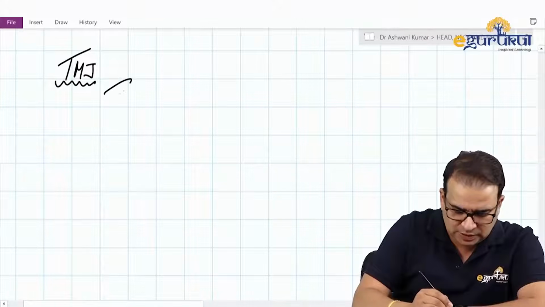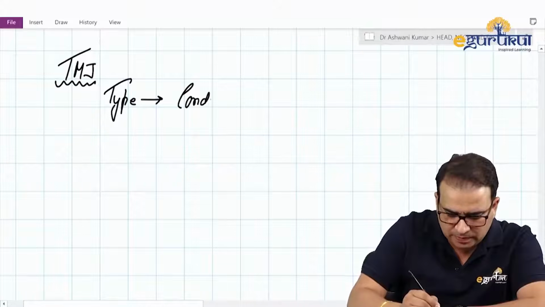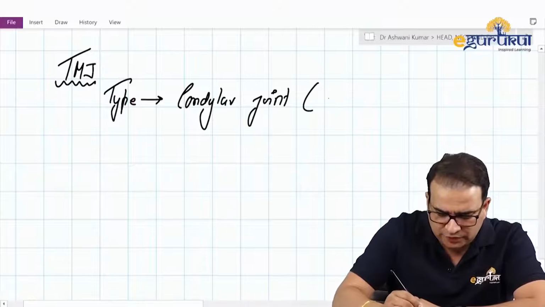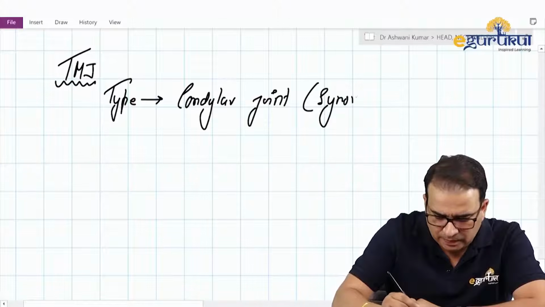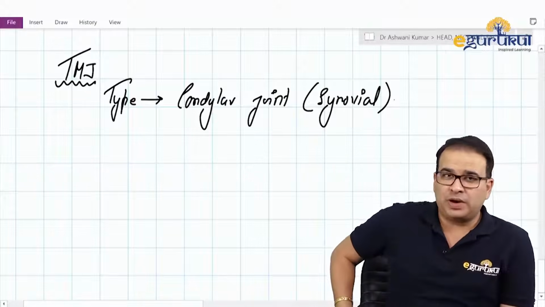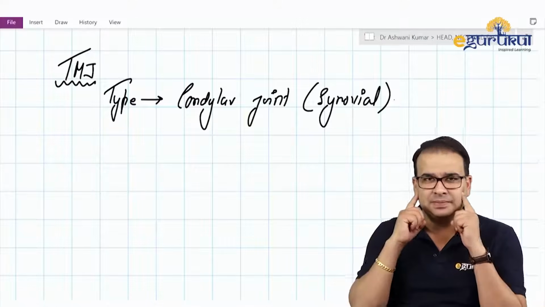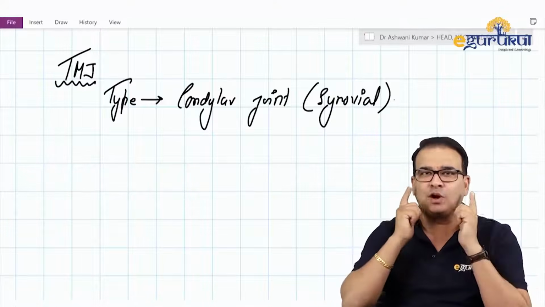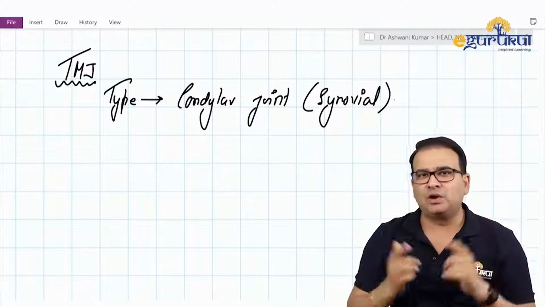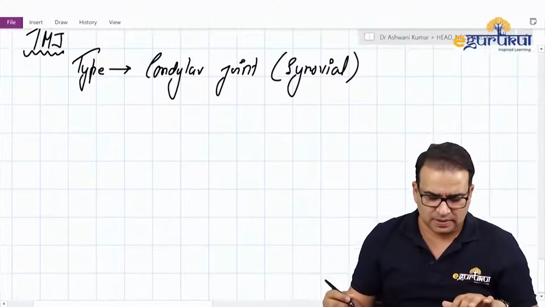So in the TMJ, the first thing we said is the type of joint. The TMJ is a condylar joint of the synovial variety. Now in some books they also call it a bicondylar joint. How does bicondylar make sense? Because although both the condyles are separate, they have to move together. Obviously you cannot move one condyle at a time. So we can call it condylar, or some authors even call it a bicondylar synovial joint.